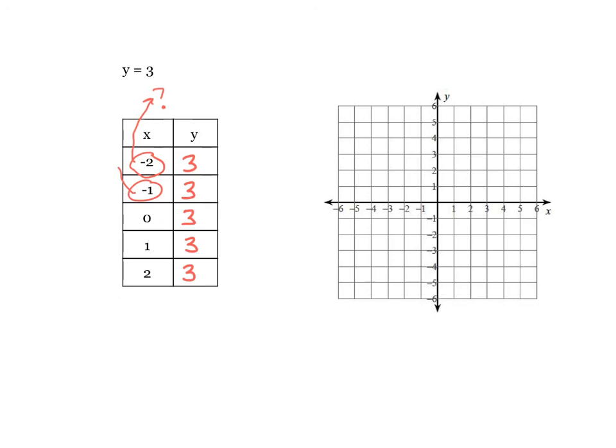So now when I graph these, I get negative 2, 3, negative 1, 3, 0, 3, 1, 3, 2, 3. This is again a straight line. Okay, but this is a horizontal line. Okay, so lines can be horizontal. They can also be vertical, which means they go up and down like this.